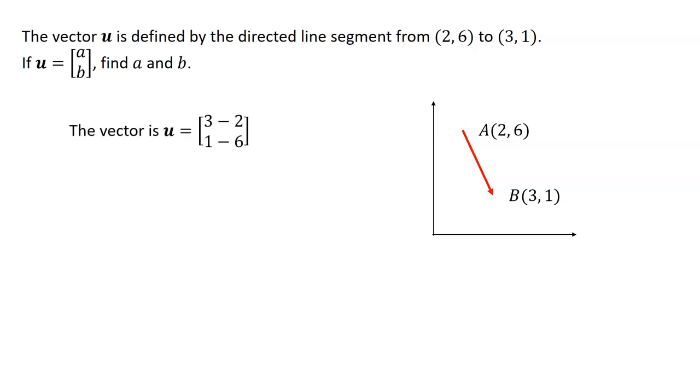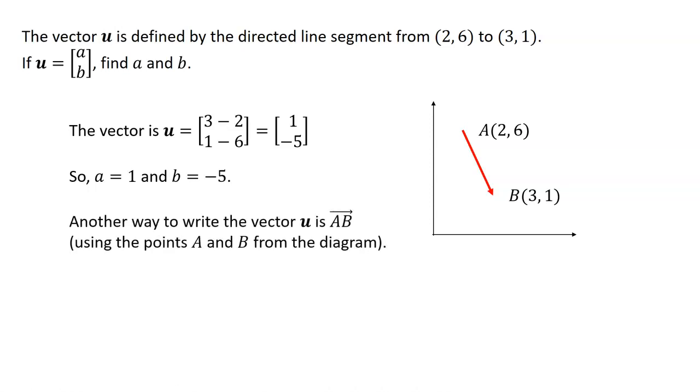Now to find it, it's where I end up, subtract where I started from. So 3 minus 2 and 1 minus 6. So that gives me 1, -5. And that makes sense, doesn't it? I've moved 1 across, I've gone down 5. And it says find A and B, so it's always good practice when answering a question like this to state A equals and B equals.